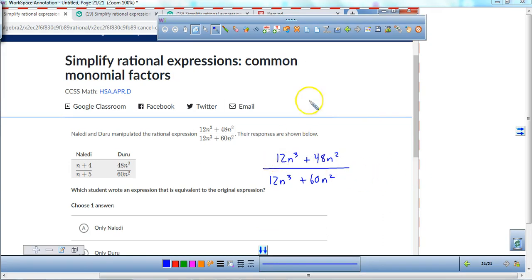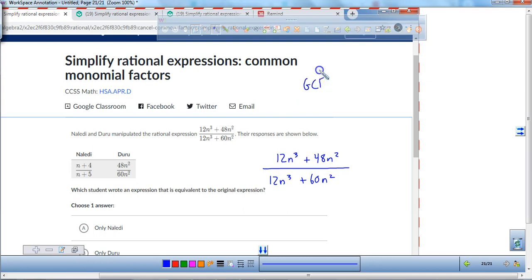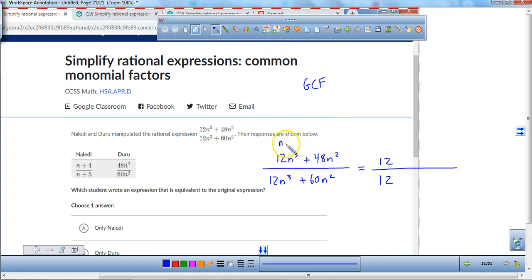What is the greatest common factor, what's called the GCF, of a 12 and a 48? The greatest common factor is 12, because 12 goes into 48. All right, and 12 also goes into 60. So we're going to factor out a 12 in the numerator, and we're going to factor out a 12 in the denominator. Now, what does n cubed actually mean? It means n times n times n. So it'll let me write it the way I want to.